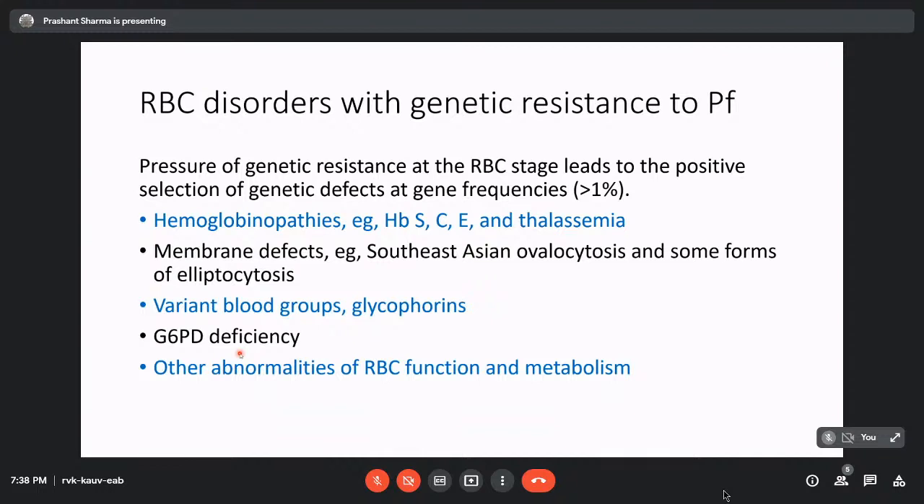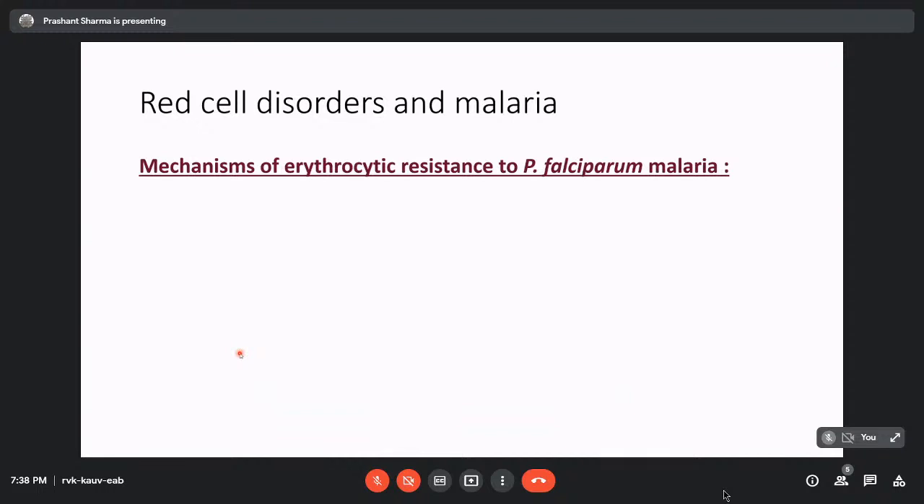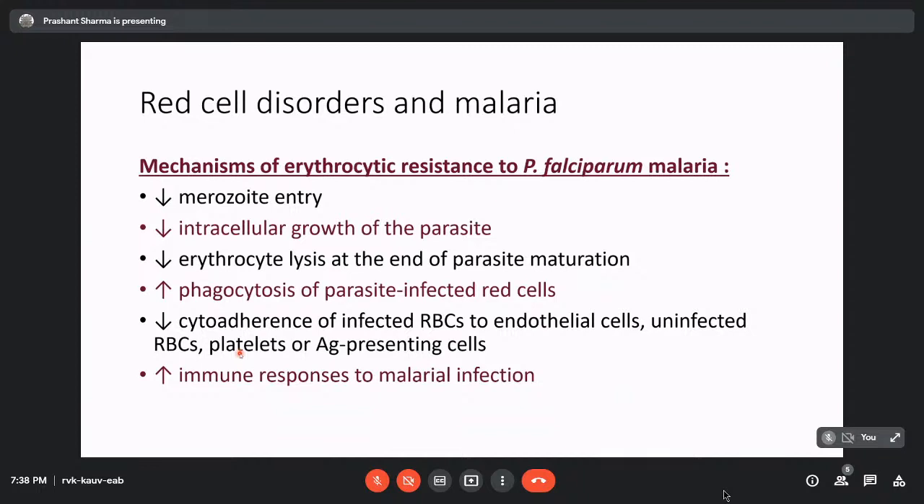So how does it work? What are the mechanisms by which erythrocytic resistance is provided to falciparum malaria by thal? We can't go into detail, but there's been a lot of research on this, and it is partly because of decreased merozoite entry, resistance to intracellular growth of the parasite. There's a reduced lysis of the erythrocyte at the end of parasite maturation, so the merozoites don't get released. And there's an increased phagocytosis of thalassemic parasite-infected RBCs. There is decreased adherence of infected RBCs to other cells, which we know is one of the major pathogenetic features of falciparum malaria. And there is an increased immune response to malarial infection, possibly because of exposure of neoantigens on the red cell surface. And there's a lot of epidemiological as well as in vitro evidence for each of these mechanisms.